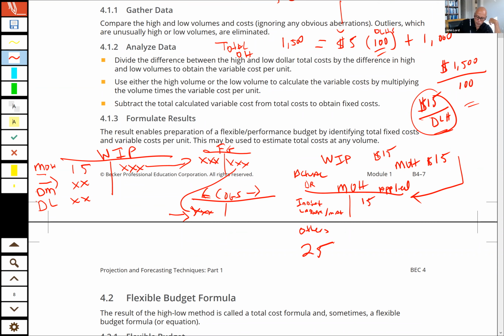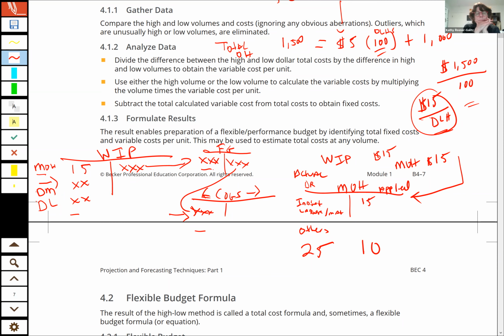If I debited 25 in here for my actual, am I under or over applied? Under. I'm under applied, so what will I do? I'll fix it with a write-off. I would simply credit the applied and I would debit. And again, I might spread that debit between what? Between the work in process, the cost of goods sold, and the finished goods.